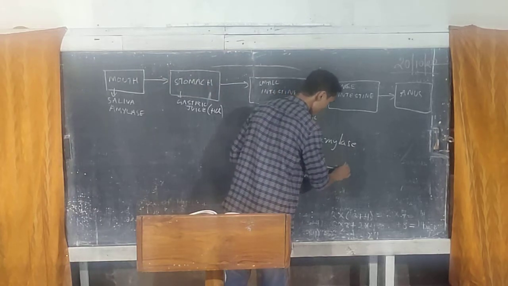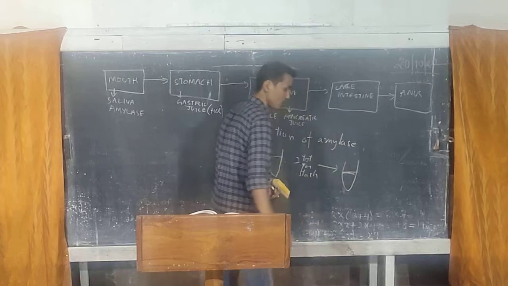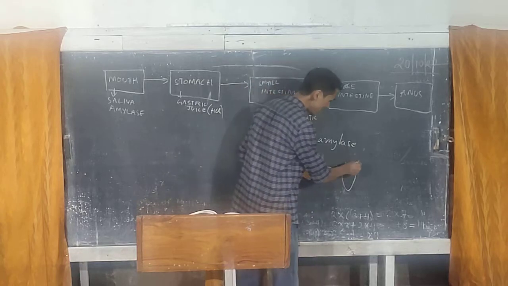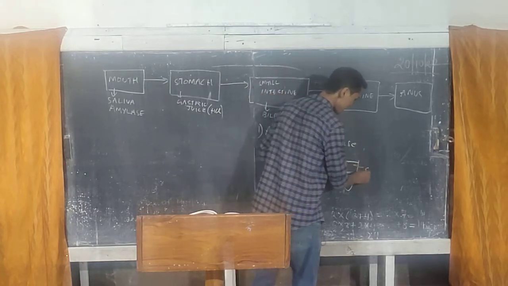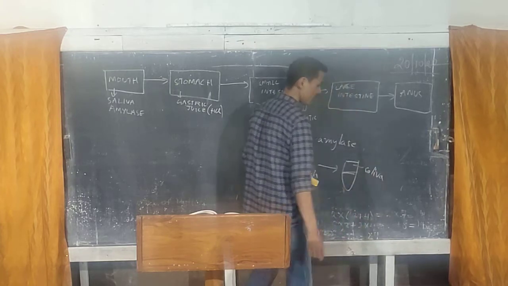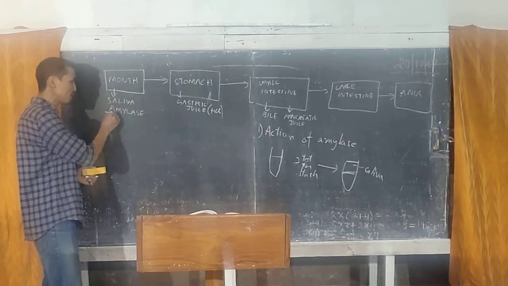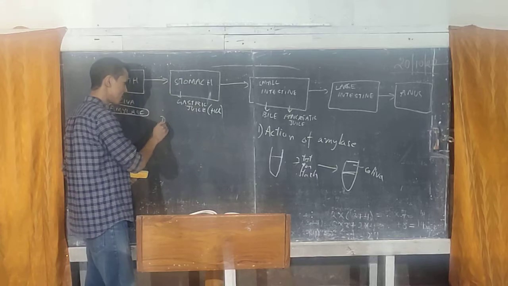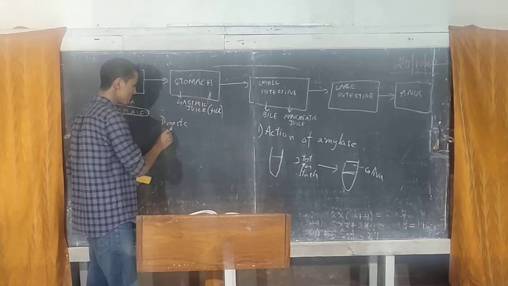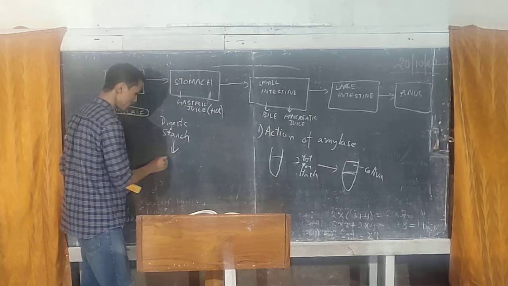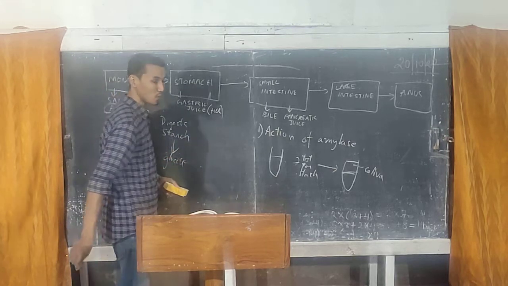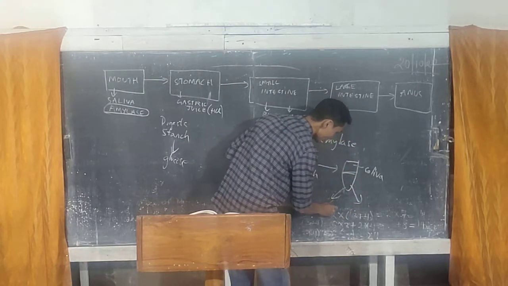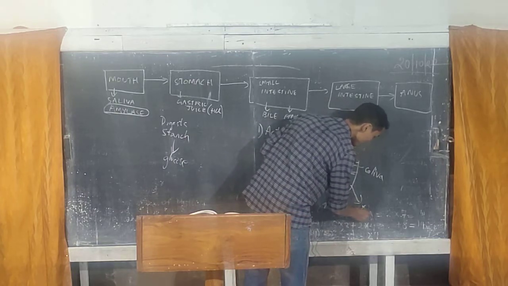Now, in another test tube, we're going to take the same sample, that is starch solution, and we're going to add equal amounts of saliva. I already told you that the saliva contains the enzyme salivary amylase. So your amylase, what it does is, it digests starch, converting into glucose. So now this sample, we are going to test for glucose and starch.